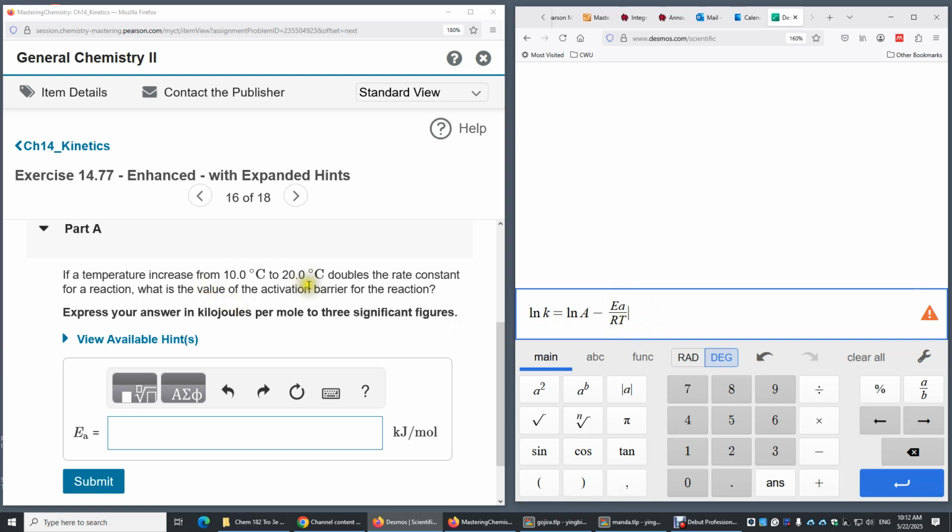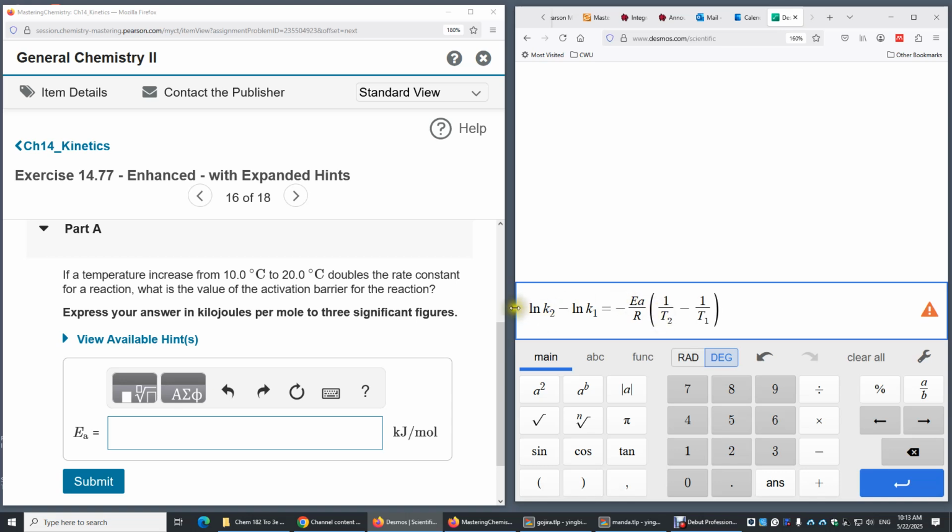Now we have two different temperatures, and what we need to do is use this same equation for two different temperatures. We get K1 and K2 at T1 and T2, and then we take the difference between the two equations. So ln K2 minus ln K1 is equal to, over here, we have 1 over T2 minus 1 over T1.